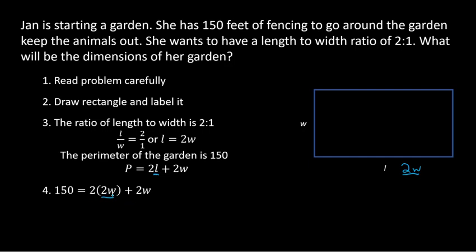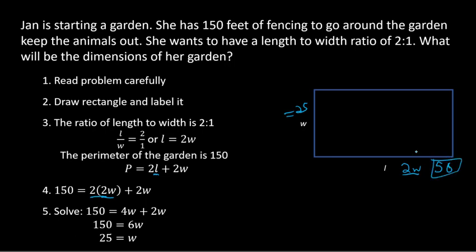So from here we have an equation with which we can solve. So 2 times 2w is 4w. 4w plus 2w is 6w. Divide both sides by 6, and w would equal 25. So the width here is 25, and the length is 2 times that. 2 times 25 would be 50. So we have a width of 25 feet and a length of 50 feet.